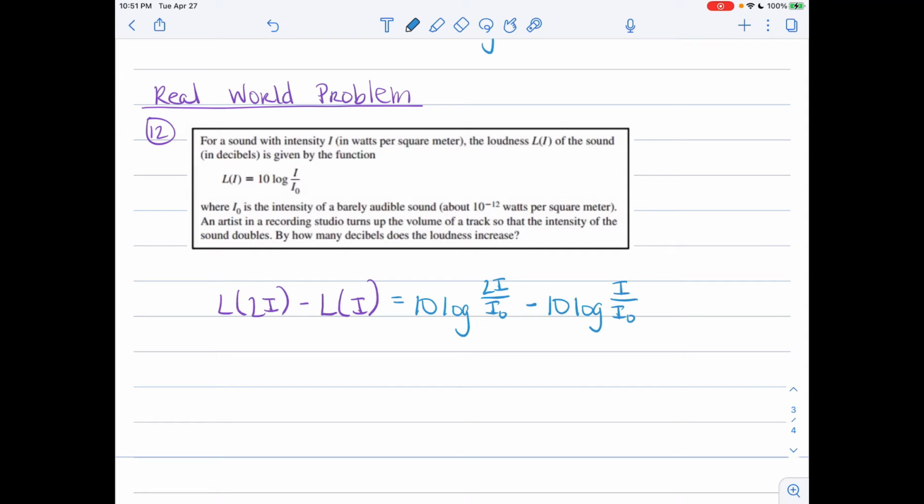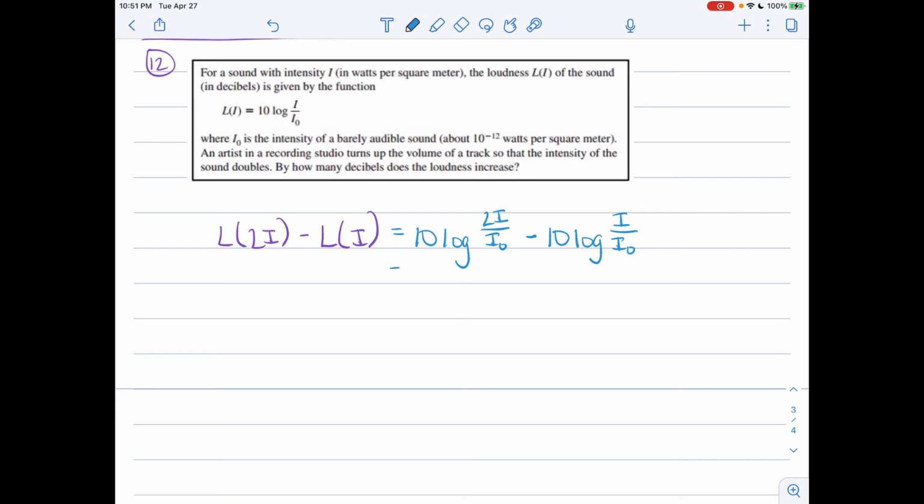Okay, I have a 10 in both of these locations. Let's just pull that out as a greatest common factor. So let's do our next line as 10 multiplied by log of 2I over I naught minus log of I over I naught. And that's just pulling out a GCF, kind of like we do when we factor.